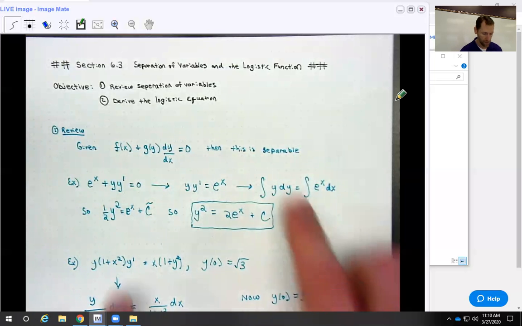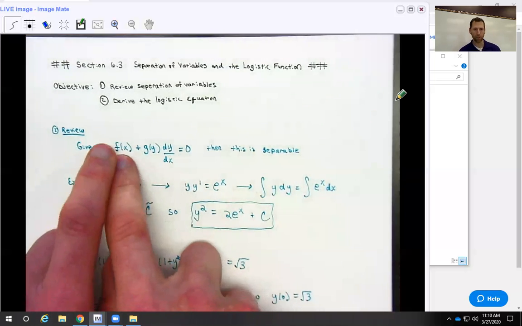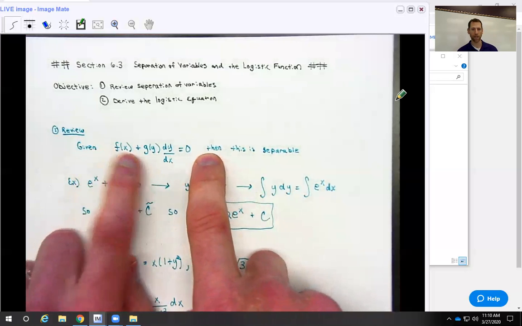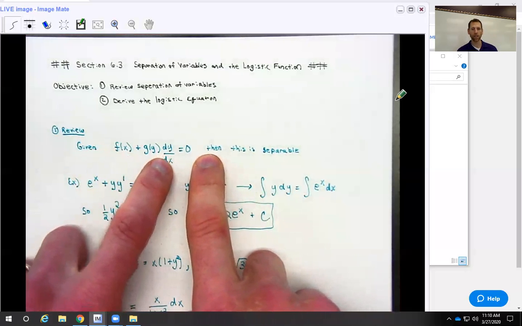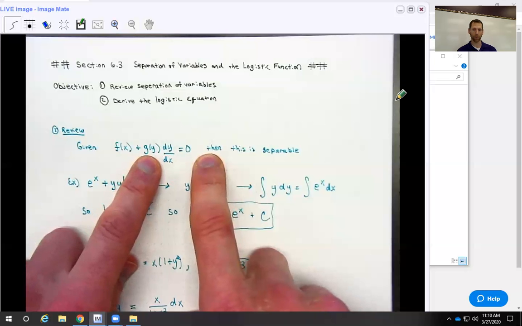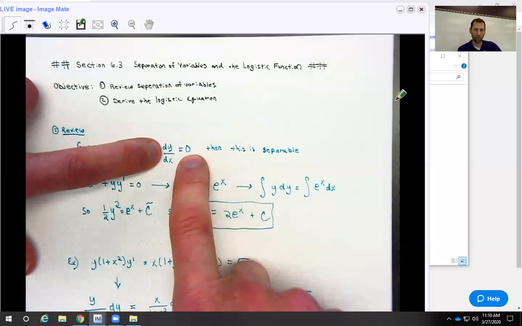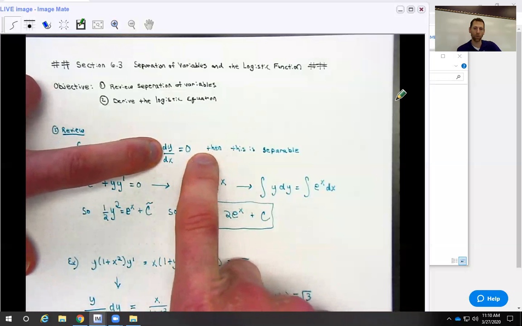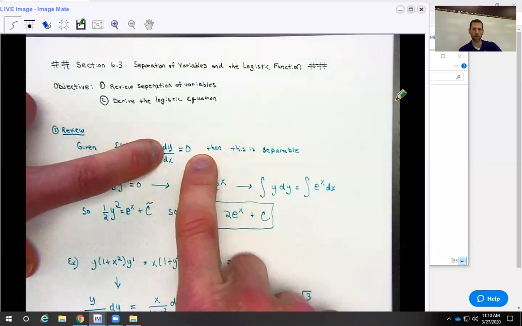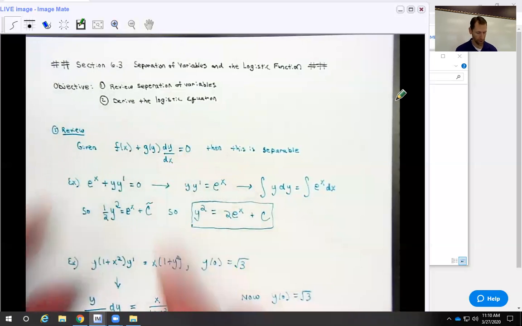Okay, this is separable because I can subtract the f of x to the right hand side, and I could then integrate both sides by separating the variables. Sometimes I may write dy/dx is equal to a function of x times a function of y, and that's the case also of a separable equation. And here's another one as well.